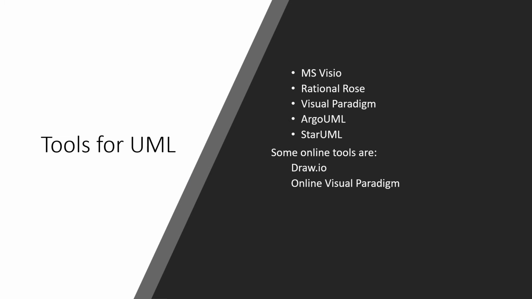There are some tools to model the UML diagrams. Microsoft Visio is more popular than Rational Rose, Visual Paradigm, Argo UML, Star UML. You can install these software, or you can use some online tools such as draw.io and online Visual Paradigm. These will save your repository online also. You just have to log in, and in draw.io you have no need to log in. Only in Visual Paradigm you have to log in so that it can save your repository of the diagrams.